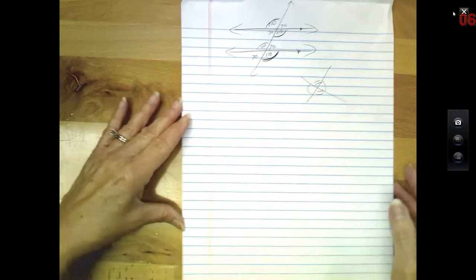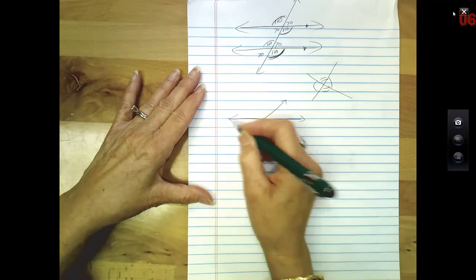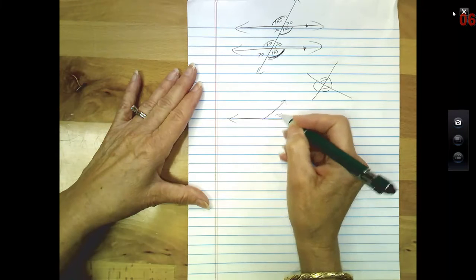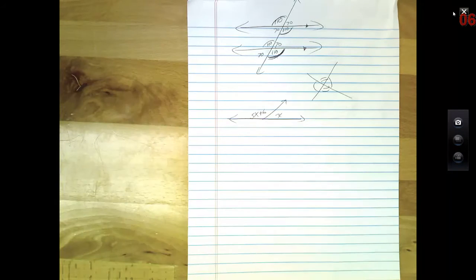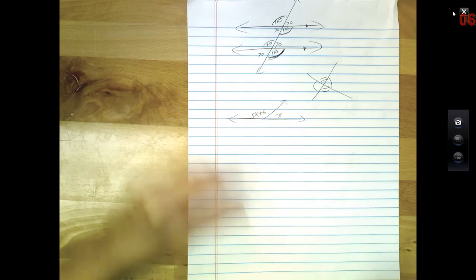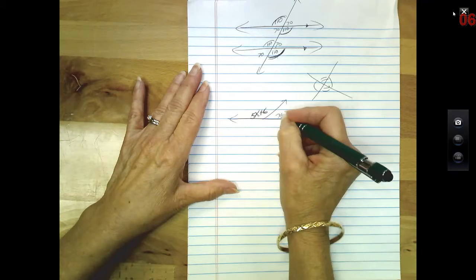If you had one like this, okay, and this is x, and this is 5x plus 6. Raise your hand if you know what the equation would look like in order to find x and then find the angles. Raise your hand if you think you know what the equation would look like. This is a 5x plus 6, and this is an x.